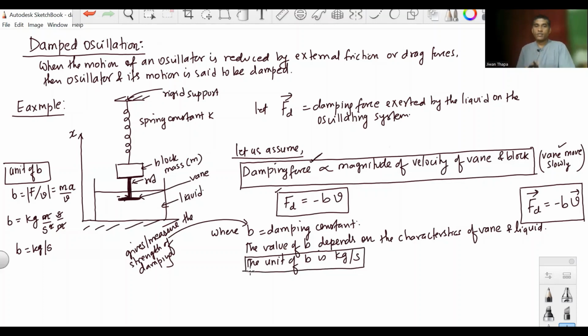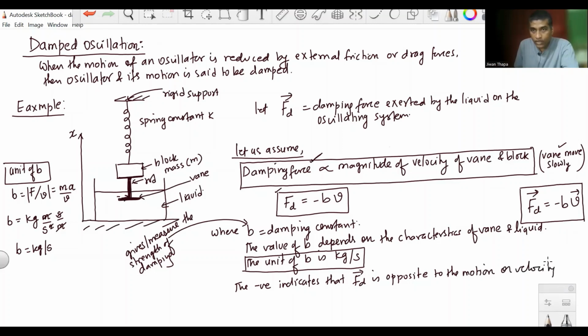Now, what does the negative sign in this equation indicate? The negative sign indicates that FD is opposite to the motion or velocity. Drag force or damping force is opposite to the motion or velocity. So we have this.